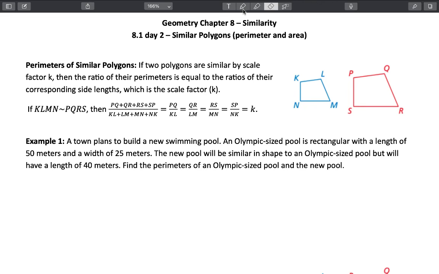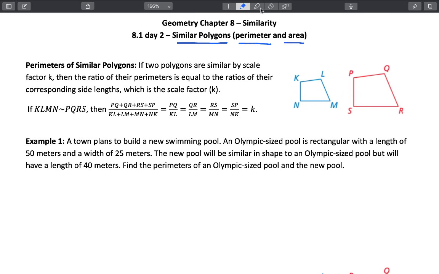Today's video notes on 8-1 day 2. Today we're looking at similar polygons again, specifically how perimeter and area differ in similar polygons. If you remember, similar polygons are two polygons that have the same shape but different sizes, so their corresponding angles will be congruent. However, their corresponding sides will be proportional.